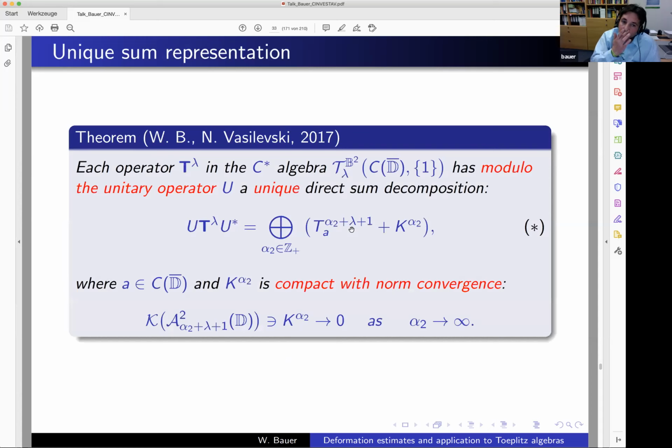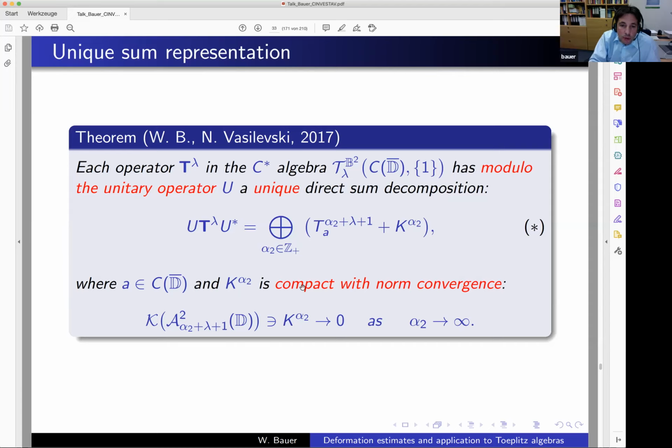And the question is, what can we say about the structure? So the first result is the following. If I take any operator, let's say T lambda, in this C-star subalgebra of bounded operators on the weighted Bergman space, then I can conjugate this by this unitary operator U. I get something which leaves the decomposition of the Bergman space invariant. And the statement is it's precisely of this form here. So you get a Toeplitz operator with a certain symbol A plus some compact operator.